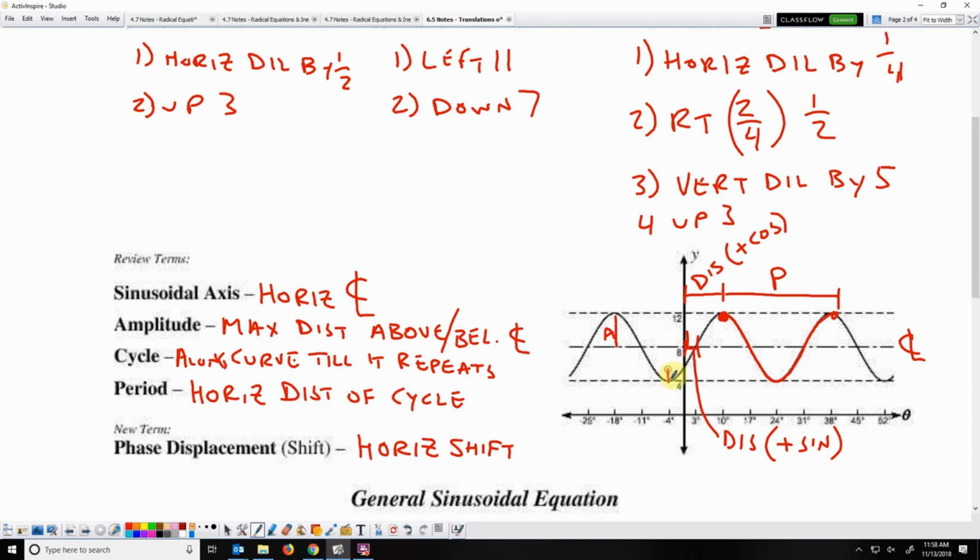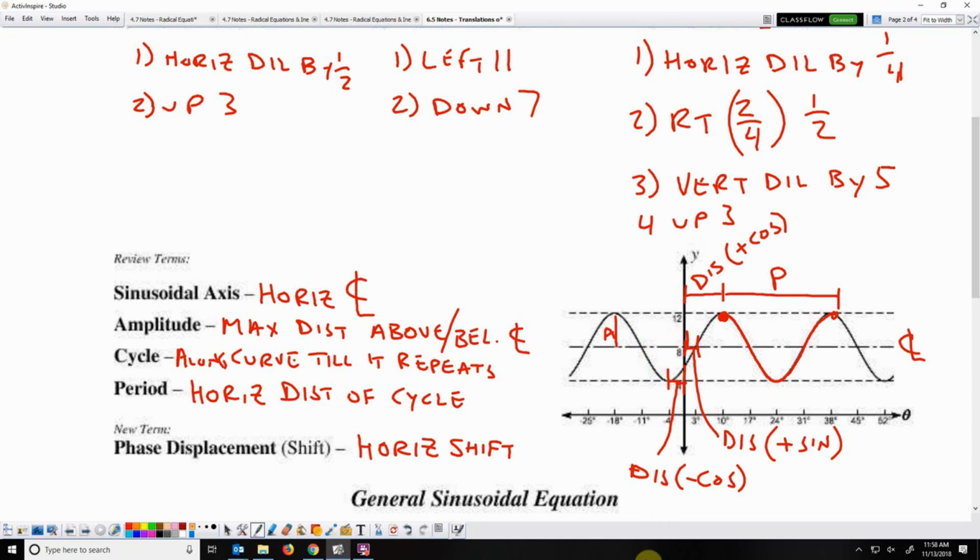I could use my displacement right here. That would be starting at the bottom and going up. That would be a negative cosine. So if I use that as my displacement, I would be doing a negative cosine equation. I could also do right here, and then it would start at the middle and go down. That would be a negative sine equation.